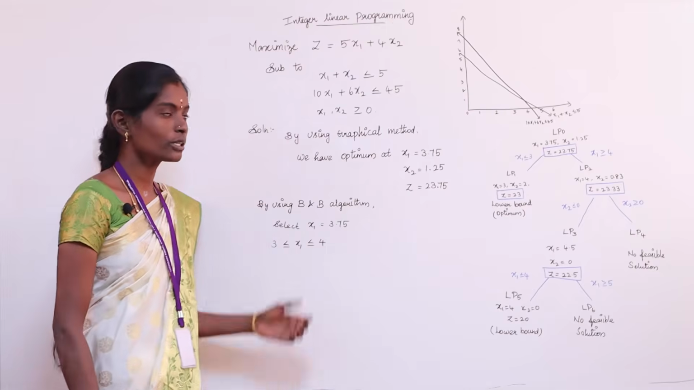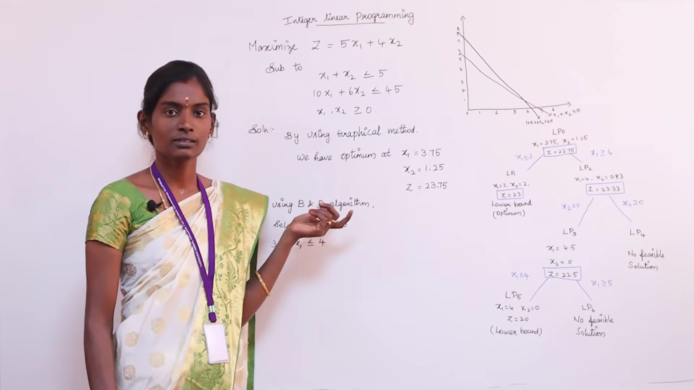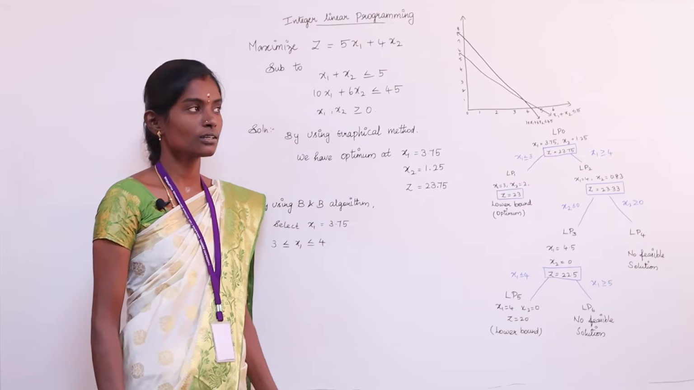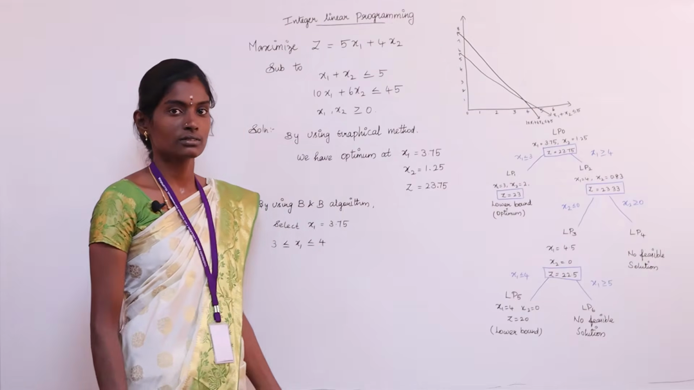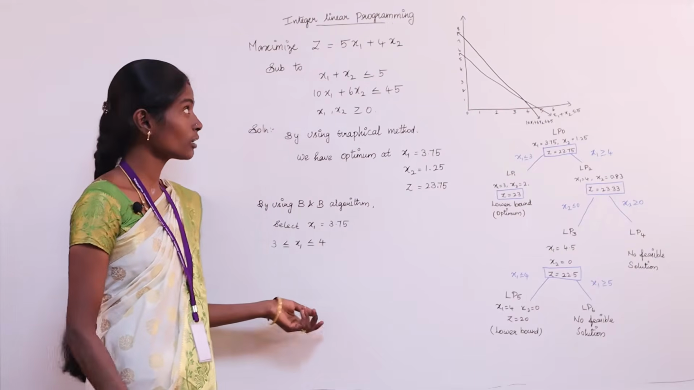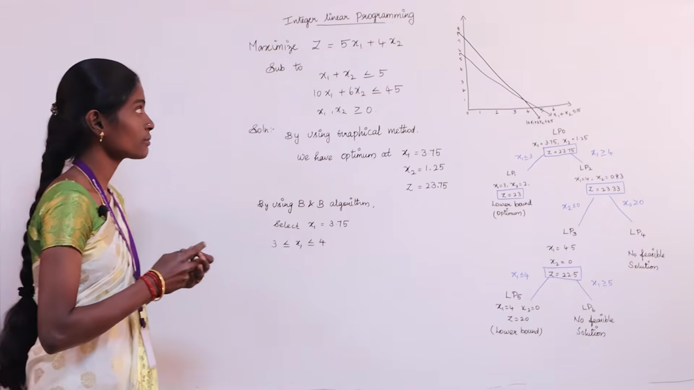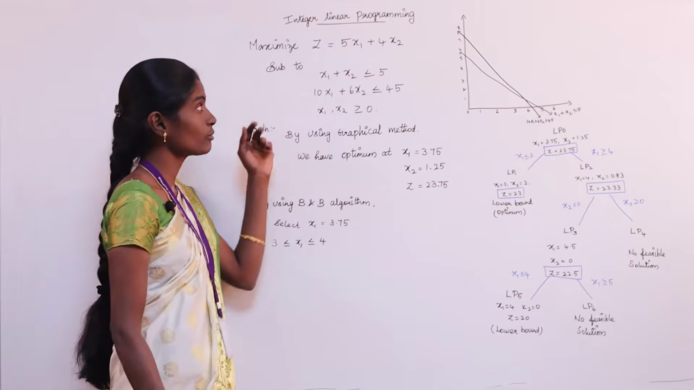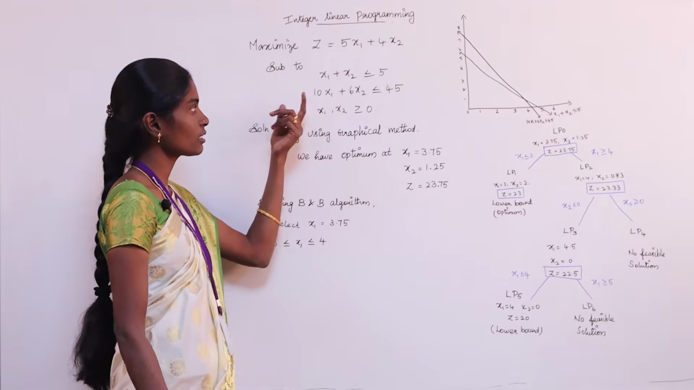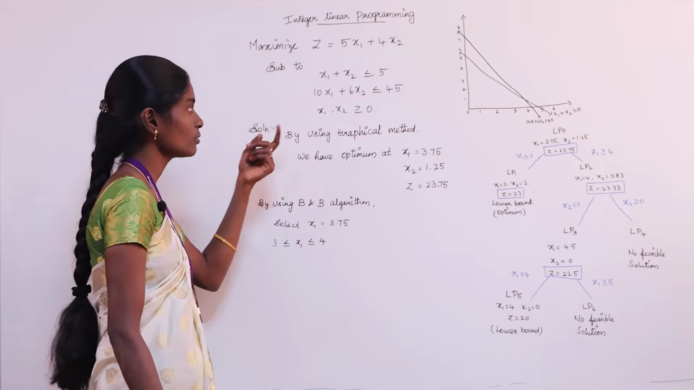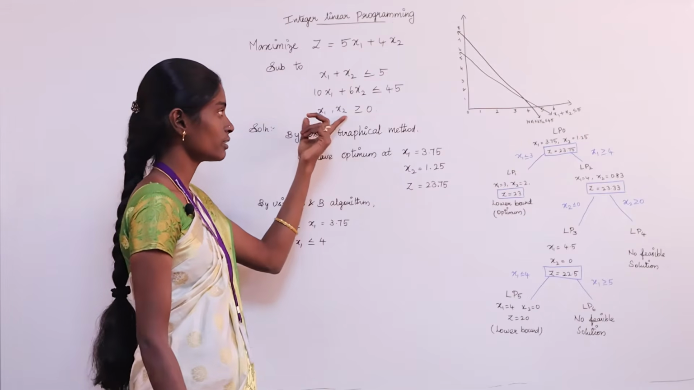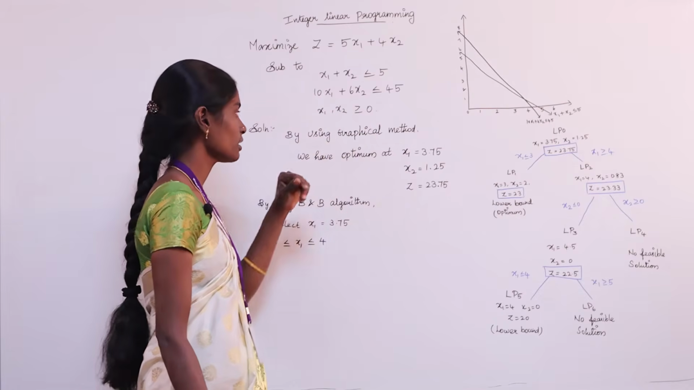In today's class, we are going to learn about integer linear programming. Integer linear programs are linear programs that are restricted to integer values. In that, we are going to learn about branch and bound algorithms. For example, maximize z equal to 5x1 plus 4x2 subject to the constraints x1 plus x2 less than or equal to 5, 10x1 plus 6x2 less than or equal to 45, and x1 and x2 are variables that should be non-negative integers.